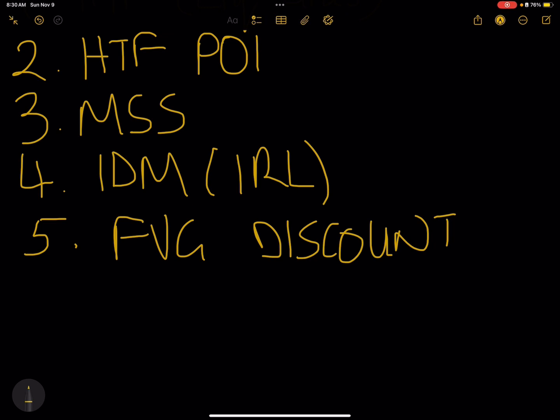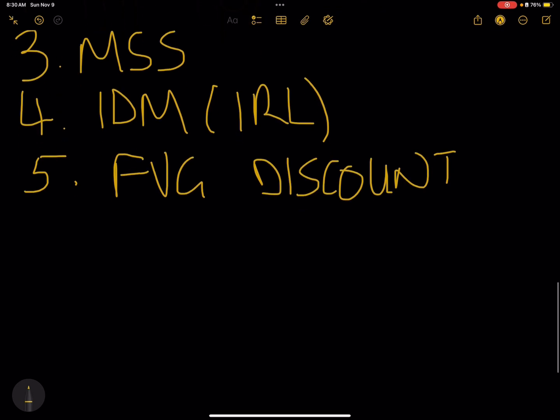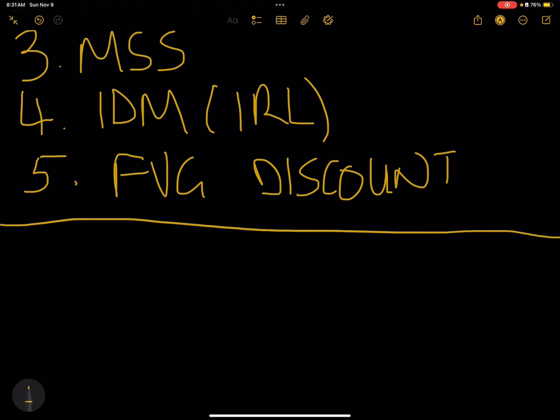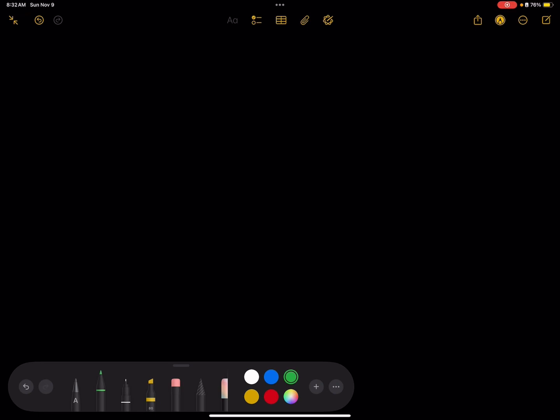And then also, discount or premium. That's about it. Now I'm going to show you an example of model 2 on the charts and what it's supposed to look like. Okay, so let's go to model 3.